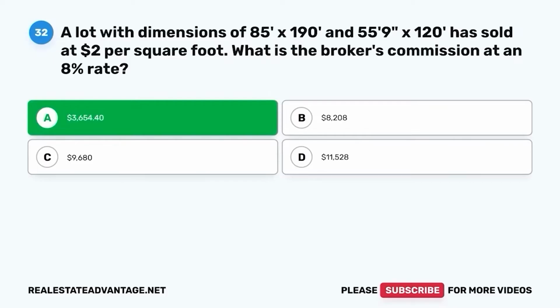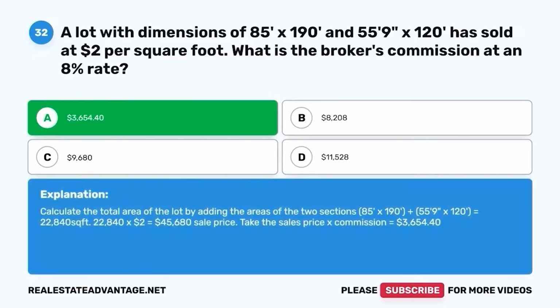$3,654.40. Calculate the total area of the lot by adding the areas of the two sections, 85 feet by 190 feet, plus 55 feet 9 inches by 120 feet, equals 22,840 square feet. 22,840 times $2 equals $45,680 sale price. Take the sales price times commission equals $3,654.40.